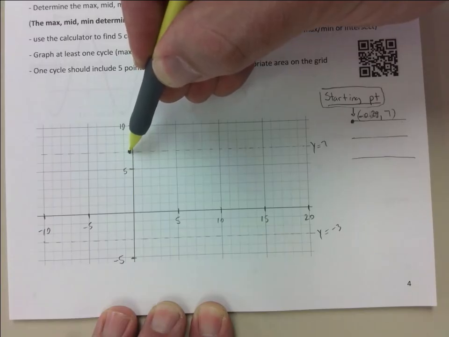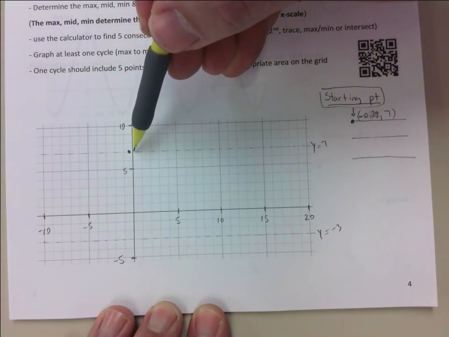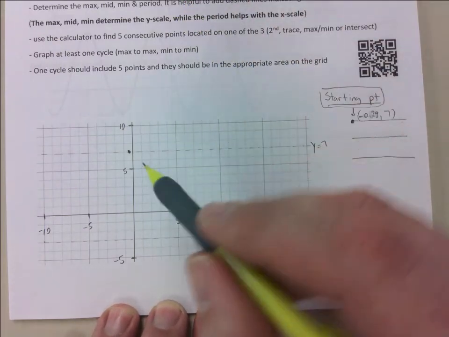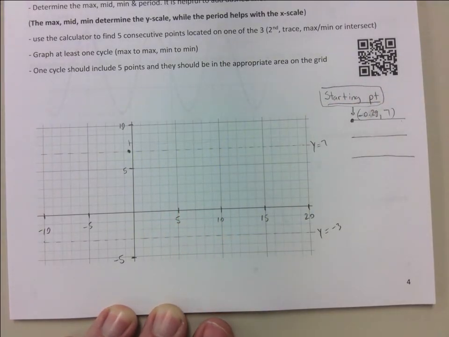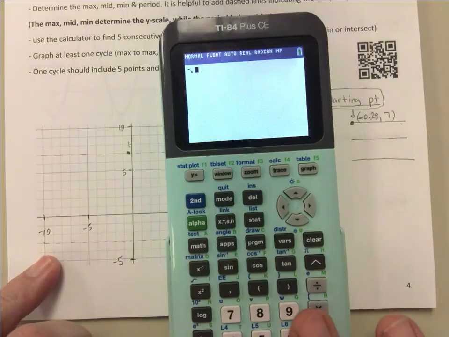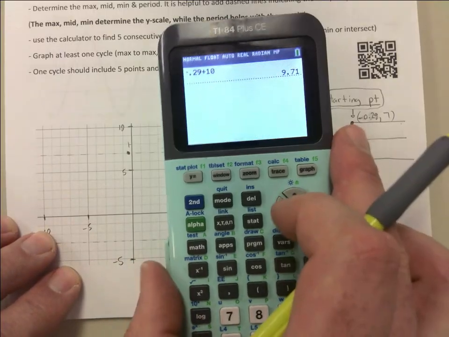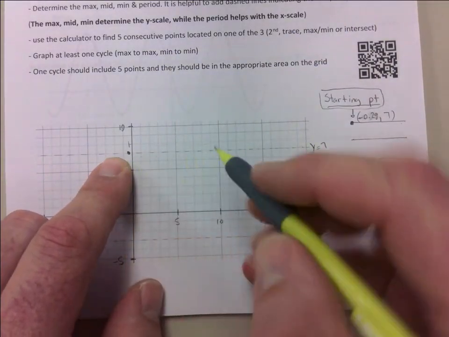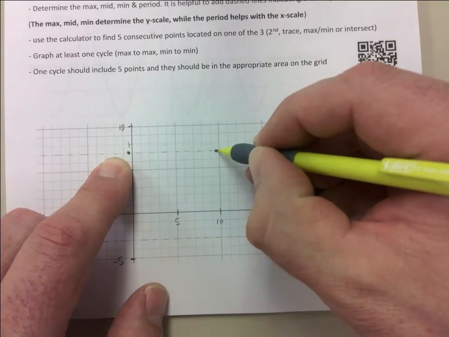You got it? Let's see if you were paying attention. Where will the next peak be? What is a period? From here to here, it's what, 10? Remember the period was 10? So what do you do? You go -0.29, that's my x value. You go plus 10. That's 9.71. So your next point is going to be at 9.71. This is 9. This is 9.5. 9.71 is right about there.